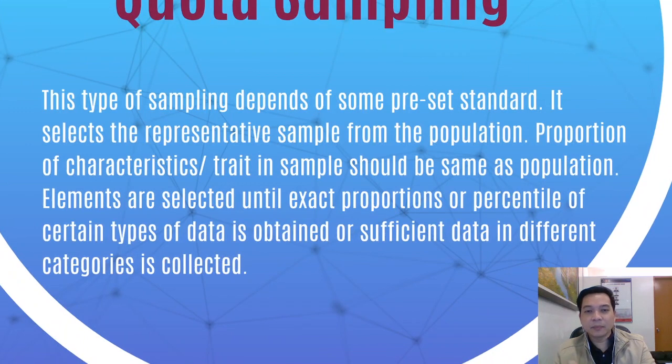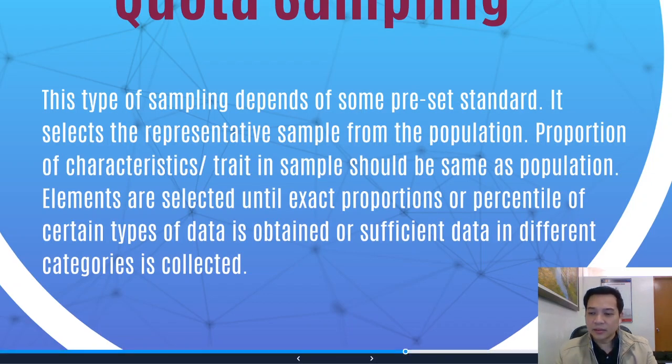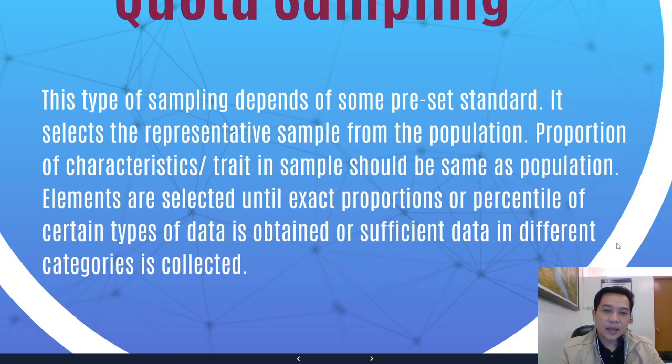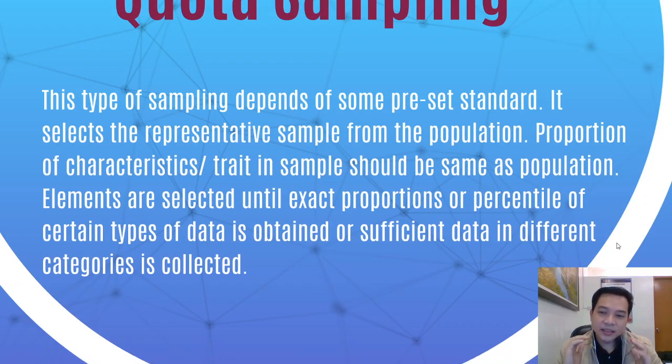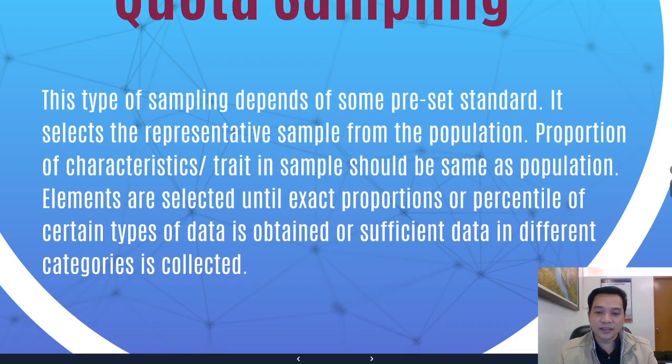So this type of sampling depends on a preset condition or standard, that is not relative or arbitrary or subjective to the researcher. It might be a condition set by the institution, a limit set by the organization, or by the panel or the advisor. It selects the representative sample from the population. Proportion of characteristics or traits should be the same as the population. So elements are selected until exact proportions or percentages of certain types. Let's say you only target 50% or 20% until it is already collected.